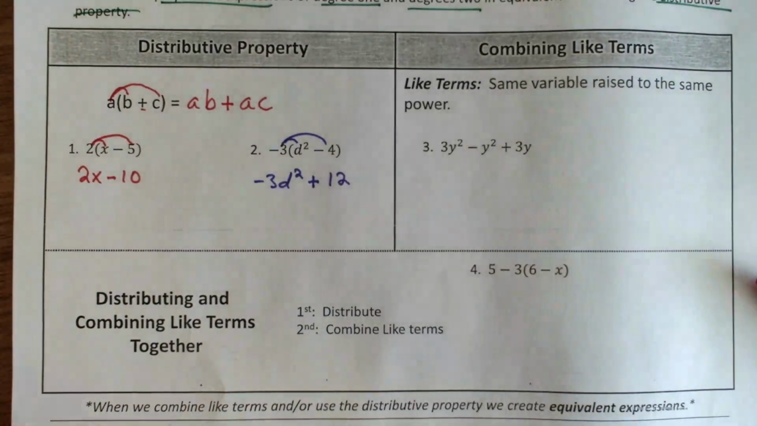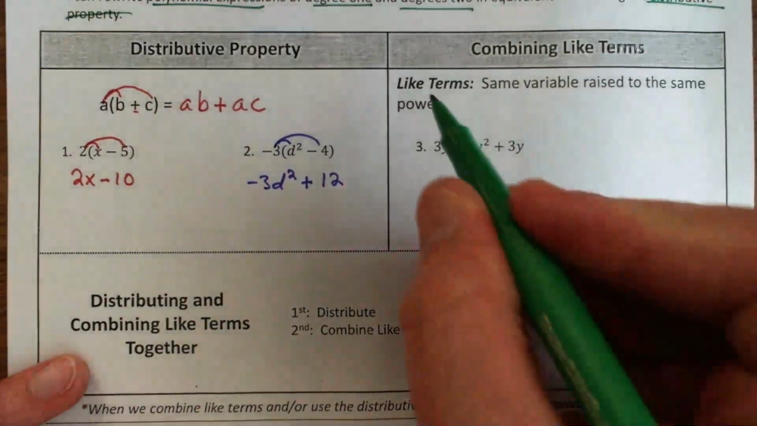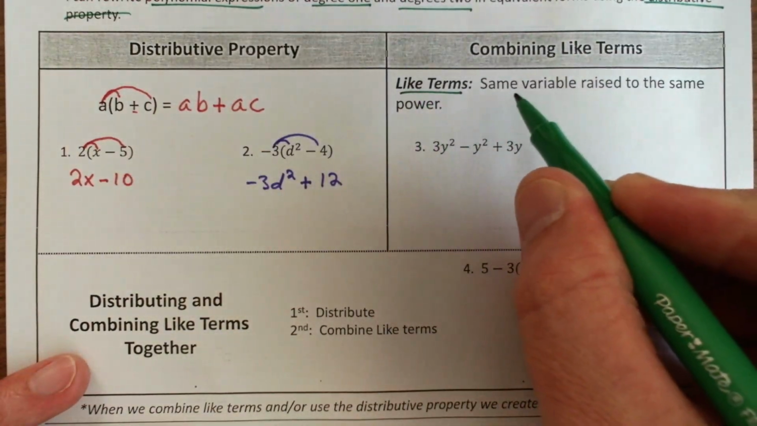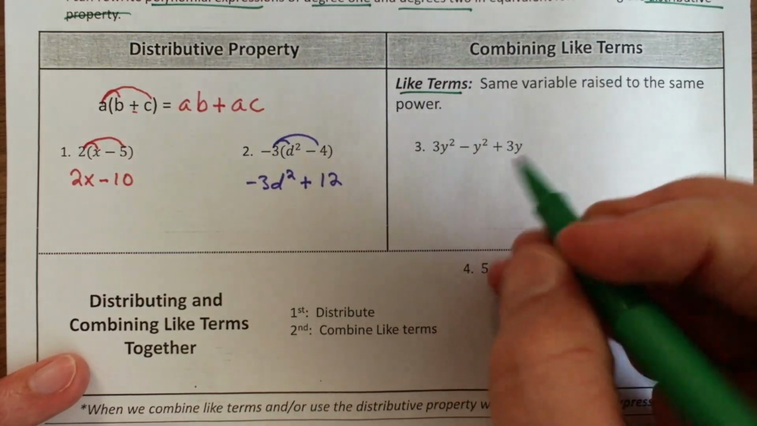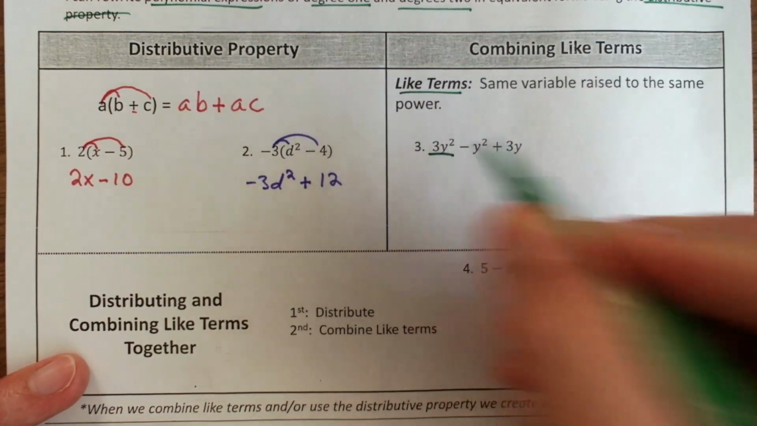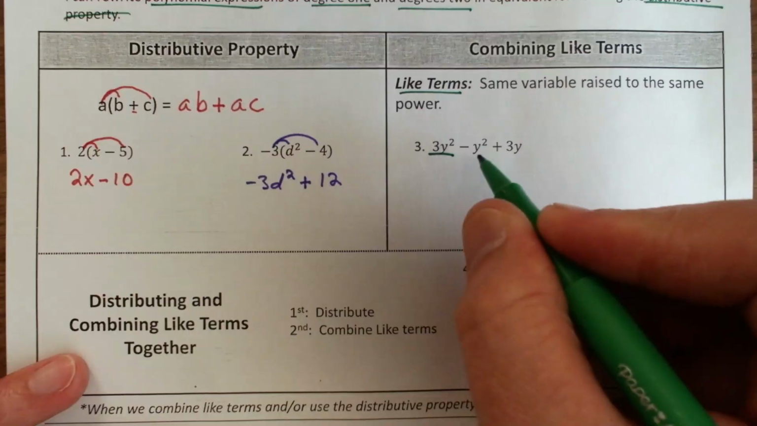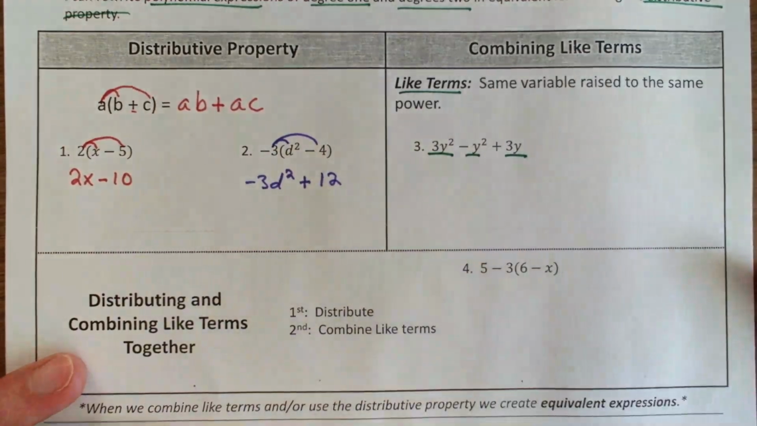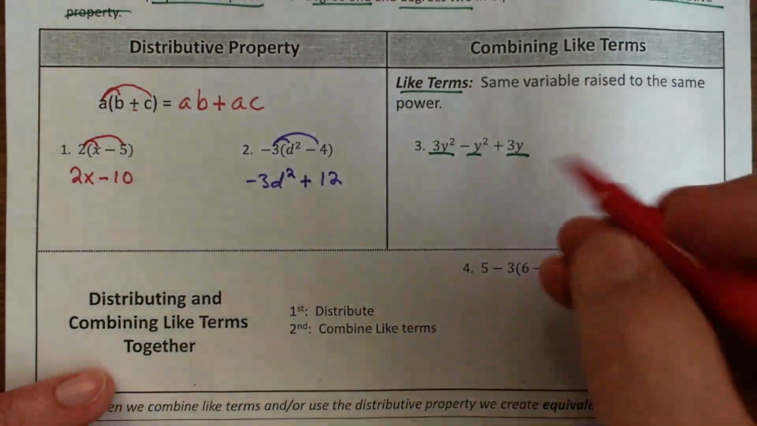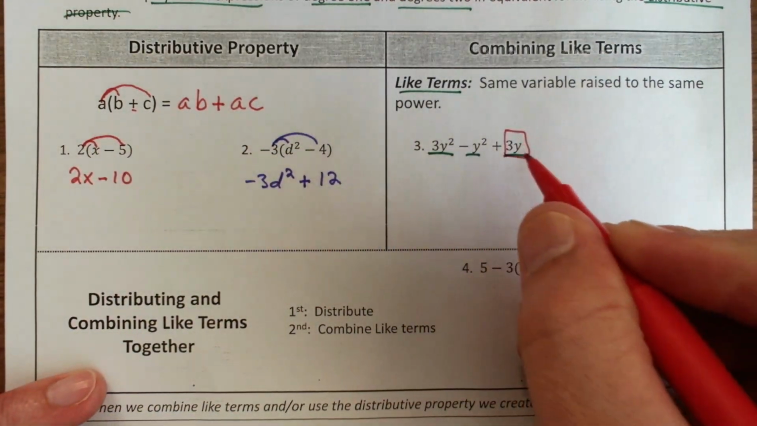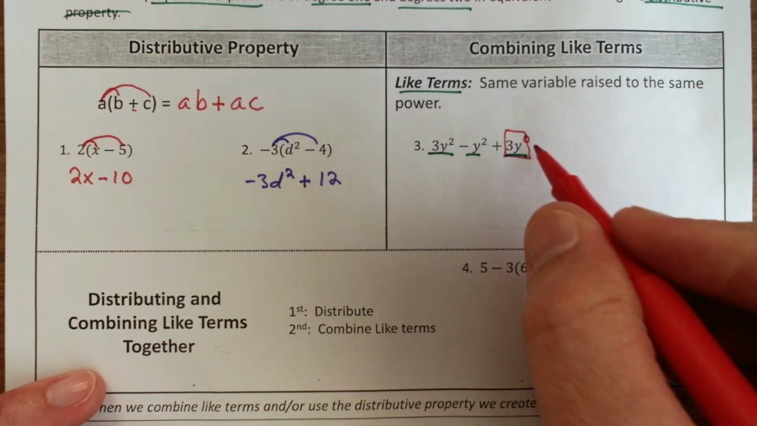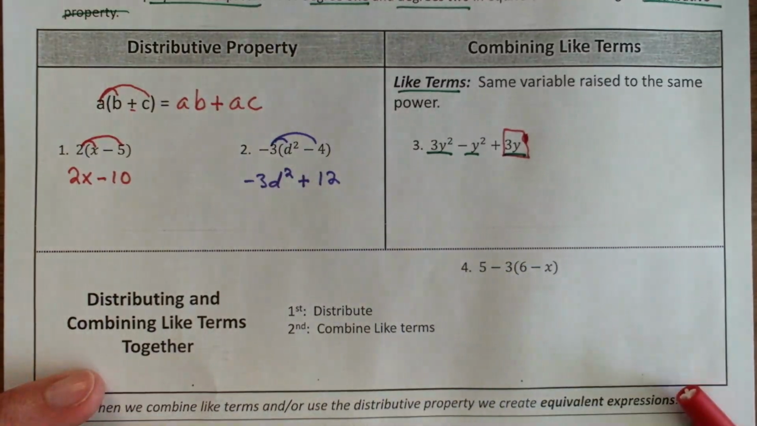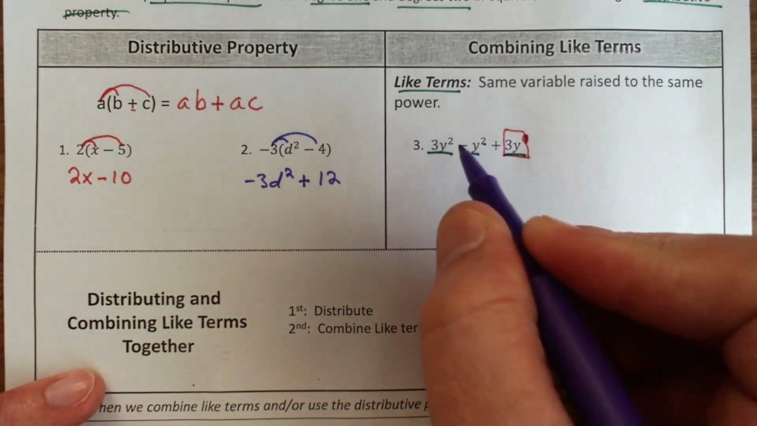The other thing that we need to do is combine like terms. Like terms are the same variable raised to the same power. So here we have three different terms. We have 3y squared, we have negative y squared, and we have 3y. This 3y is different because there is no squaring. So because this is to the power of 1, there's only one y here. These ones have powers of 2.